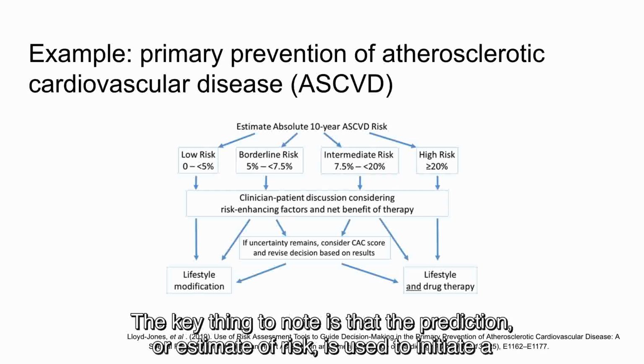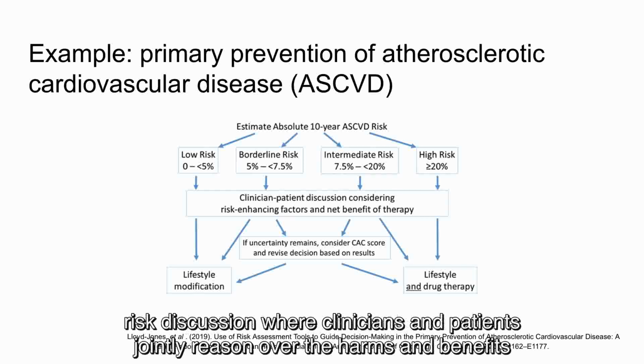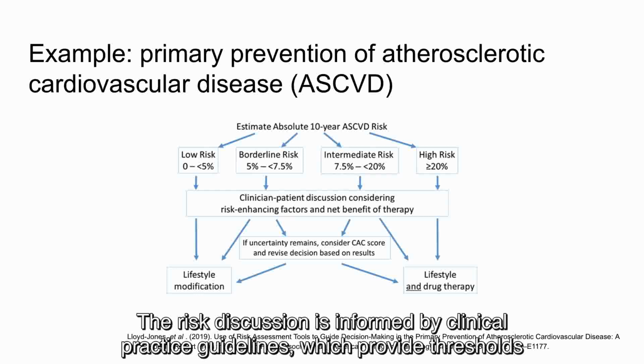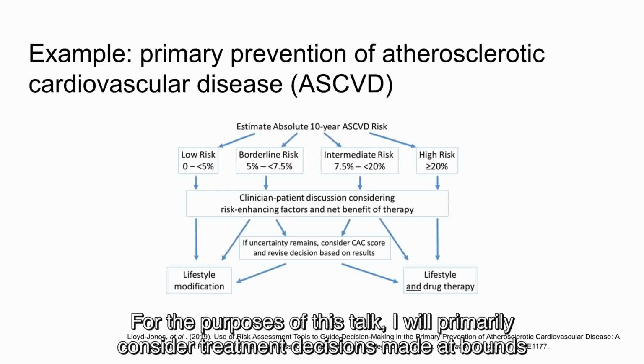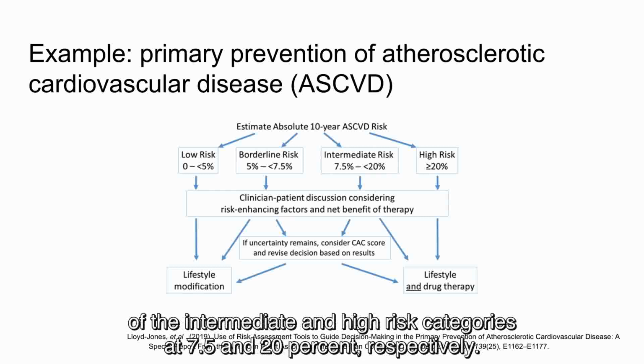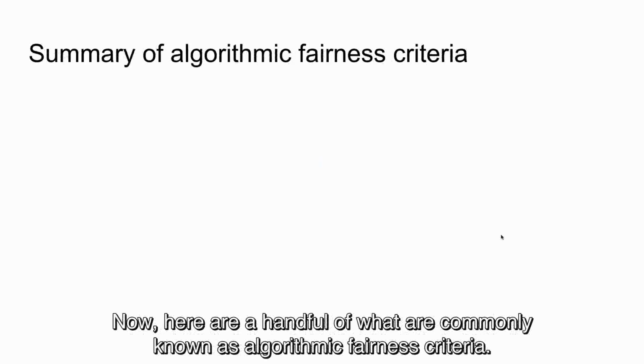The key thing to note is that the prediction or estimate of risk is used to initiate a risk discussion where clinicians and patients jointly reason over the harms and benefit of treatment. The risk discussion is informed by clinical practice guidelines, which provide thresholds and risk categories reflecting the expected benefits and harms of treatment. For the purposes of this talk, I'll primarily consider treatment decisions made at bounds of the intermediate and high-risk categories at 7.5% and 20%, respectively.